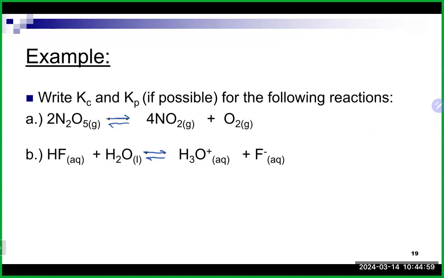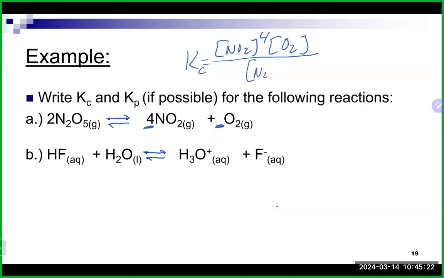Okay, so let's take a look. So for the first one here, we're going to write our Kc. Again, it's going to be the concentration of our product, so that would be our NO2. Once again, we do need to take the coefficient here, so that's going to be to the fourth, times the concentration of our O2. Again, the coefficient here is 1, so we don't have to worry about putting the 1 there. We're going to divide that by our reactants, which is N2O5. And again, we're going to take the coefficient there and do a square.